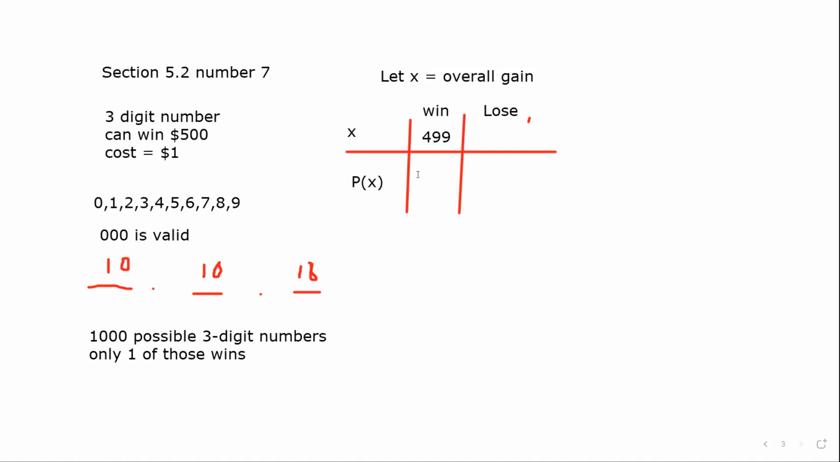Now, how many chances do you have to win? Well, the probability is 1 over 1,000. Now, how many chances do you have to lose? You have 999 over 1,000 that you're going to lose. If you lose, you don't gain anything, right? Because you have a loss here. So this is going to be 0. Well, remember, this isn't your prize. It's your overall gain. So it's the prize that you win, which is $0, minus the dollar that you spent. So be careful there when you do that.